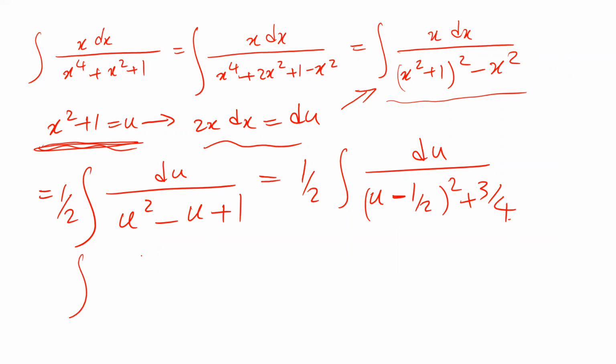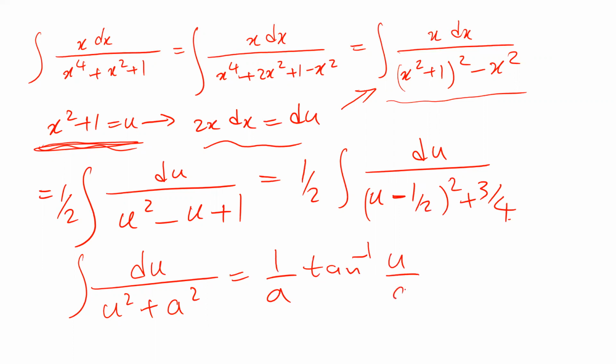That is, the integral of du divided by u^2 plus a^2 is equal to 1 divided by a times tangent inverse of u divided by a, plus c. This formula you have from the table of integrals, so you can use it to solve your integral. Note that here the value of a in your case is equal to the square root of 3 divided by 2, because a^2 is 3 divided by 4, therefore a is the square root of 3 divided by 4.